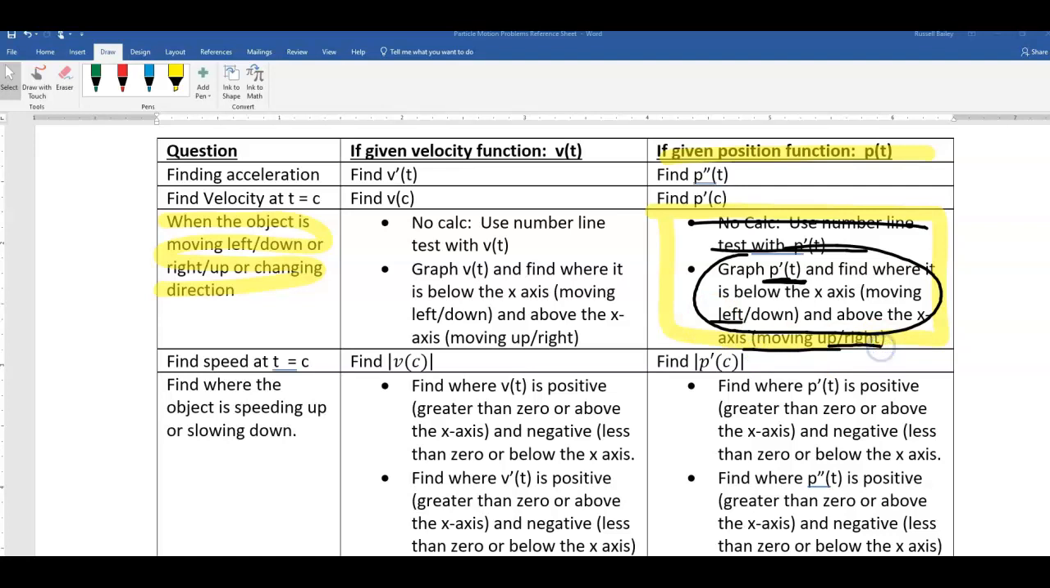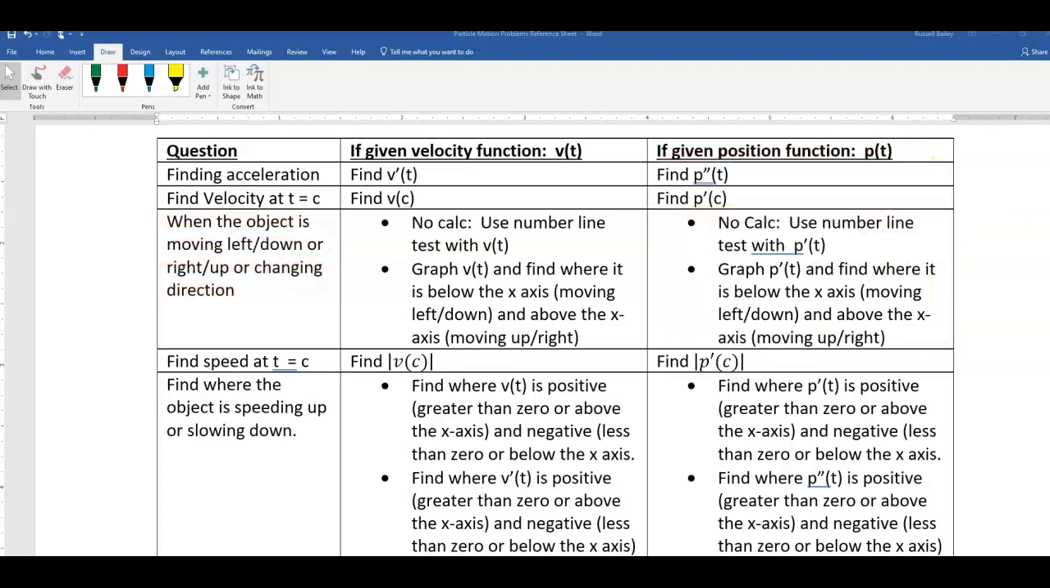Now, if it's below the x-axis, that means it's moving left, and where it's above the x-axis, that means it's moving up or right. The reason for that is because P prime is the velocity of this function. Since P is a position function, when you take the derivative of that, you get the velocity. And when the velocity is below the x-axis, that means that velocity is negative, and when velocity is negative, that means you're moving left. Likewise, whenever velocity is above the x-axis, that means that you're moving in a positive direction, which means you're moving to the right. Okay, so let's go ahead and do that.